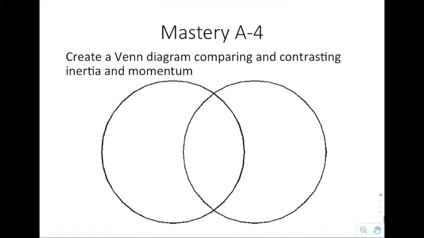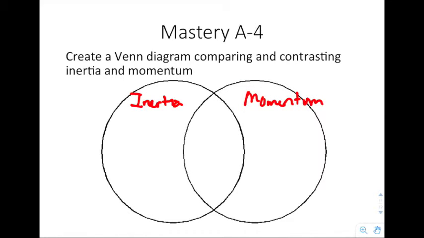And finally, it says create a Venn diagram comparing and contrasting inertia and momentum. So when you create a Venn diagram, you put one substance on one side, inertia, and the other one on the other. Now, whenever you do this, things that are in common between the two go in the middle of the two circles. So both of these things require mass. Momentum, on the other hand, requires velocity as well.